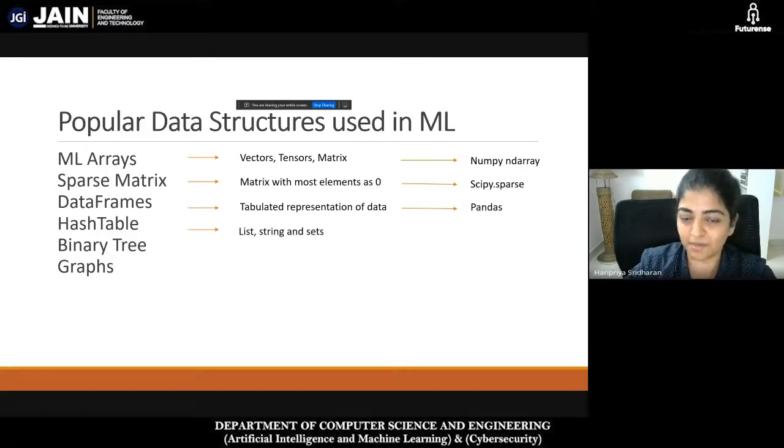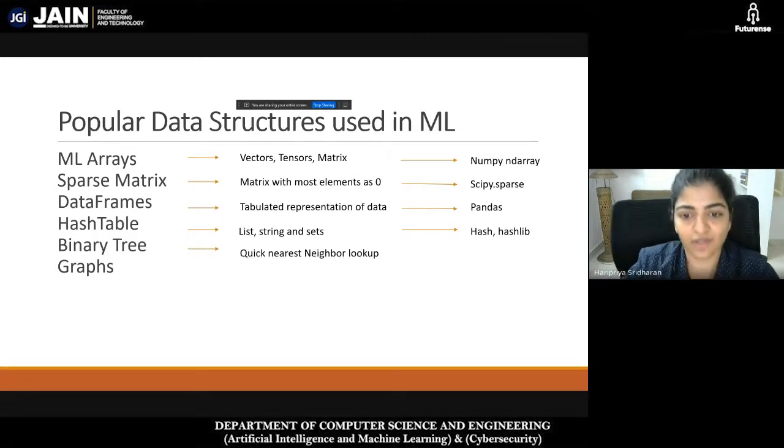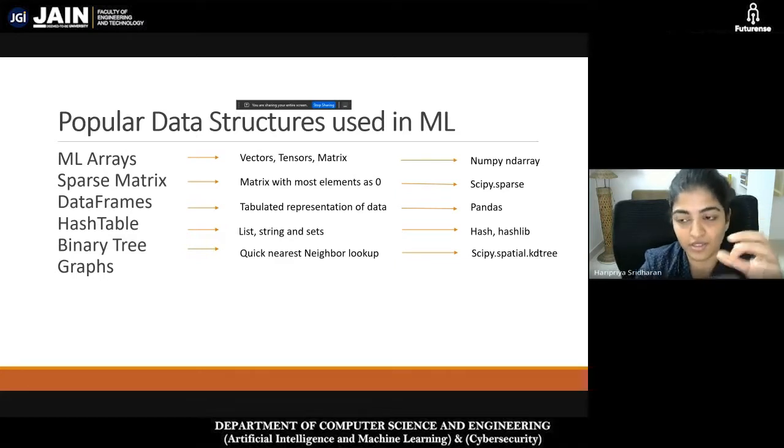Hash table, basic lists, strings, and sets are commonly used again. Hashlib, hash, and the very basic dict, the dictionary form of representation, is also used in machine learning. Binary tree. This is to understand quick nearest neighbor lookup. So KD tree is something that is also popularly used. The reason I'm putting all this is to get you familiarized with those libraries, so that when you want to solve those problems, you are already familiar with the library and its use case.